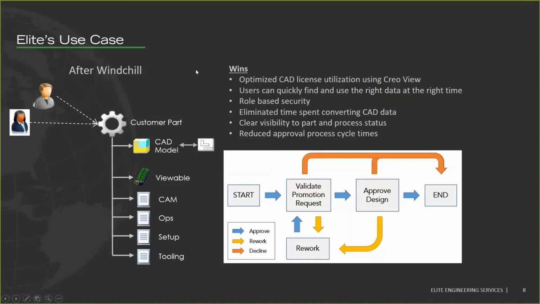So after using Windchill, we've been able to allow our users to quickly and efficiently find the right data at the right time. We've implemented tighter role-based security. We've eliminated time spent converting CAD data from our engineers, and also optimized our CAD license utilization using Creo View. So our downstream users no longer need the native CAD software to view design files. We also created those electronic workflow processes, which provide clear visibility to where a part or process status is.